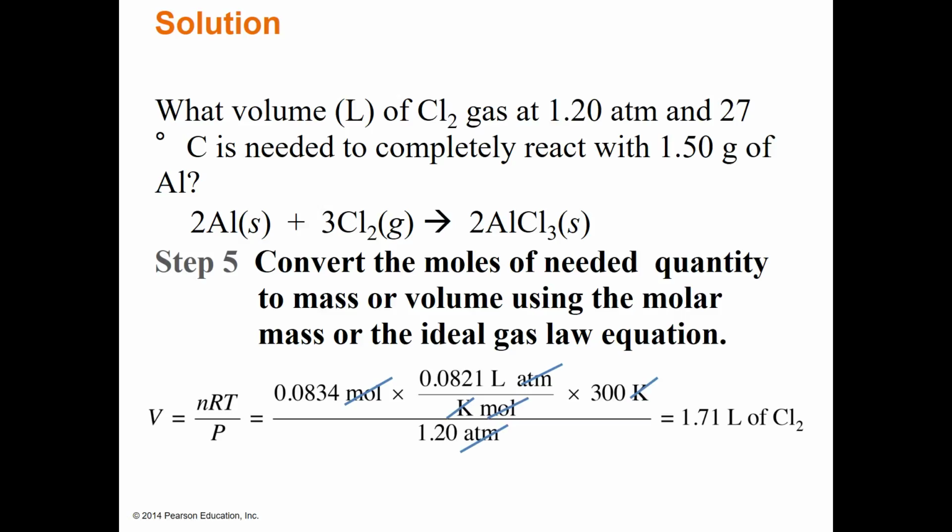V is equal to, in liters, now multiply the 0.0833 times the 0.08206 times the 300, divide by the 1.20. 0.08206 times 300 divided by 1.2, and that gives you 1.71 liters.